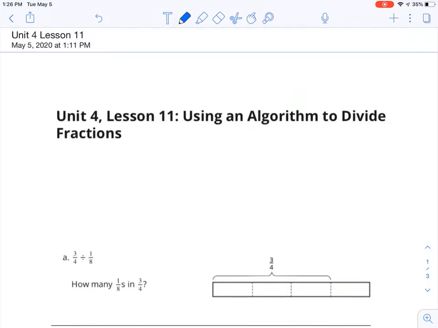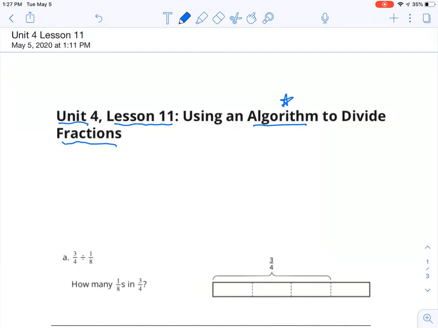Hello everybody, today we are going to be working on unit number 4, lesson number 11, using an algorithm to divide fractions. Now raise your hand if you've heard this term algorithm before. Well, if you haven't, you're going to learn more about it today.